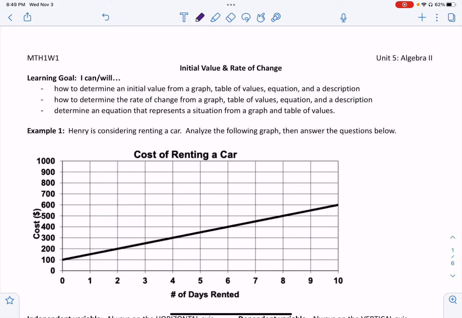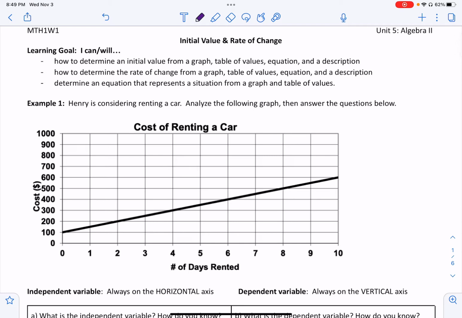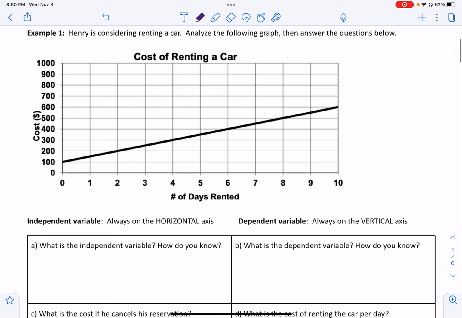For this lesson, we're going to be looking at the initial value and rate of change. So our learning goals for this lesson are that we're going to learn how to determine the initial value from a graph, from a table of values, from an equation, and from a description. We will also learn how to determine the rate of change from a graph, a table of values, an equation, and a description. And we'll also determine an equation that represents a situation from a graph and from a table of values.